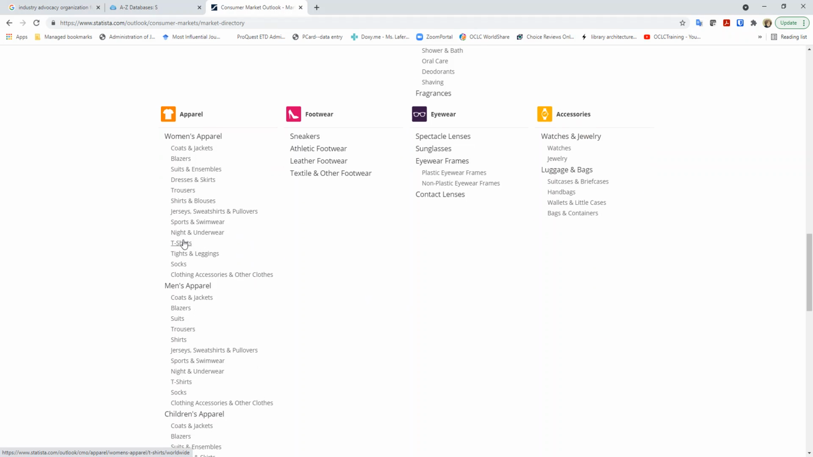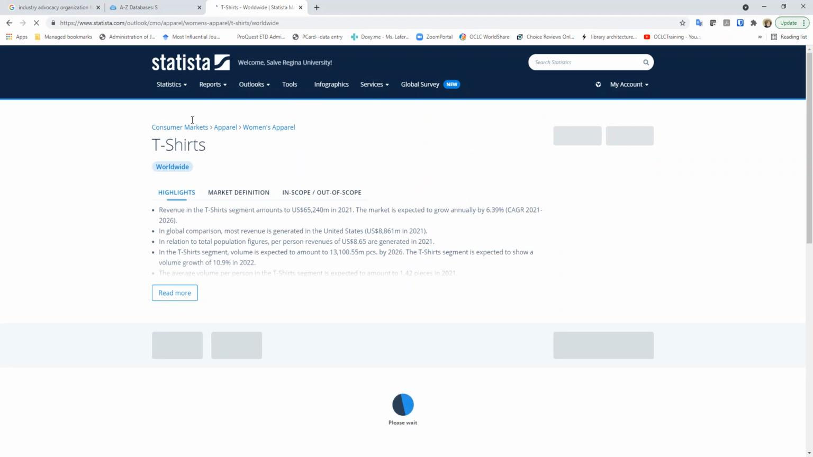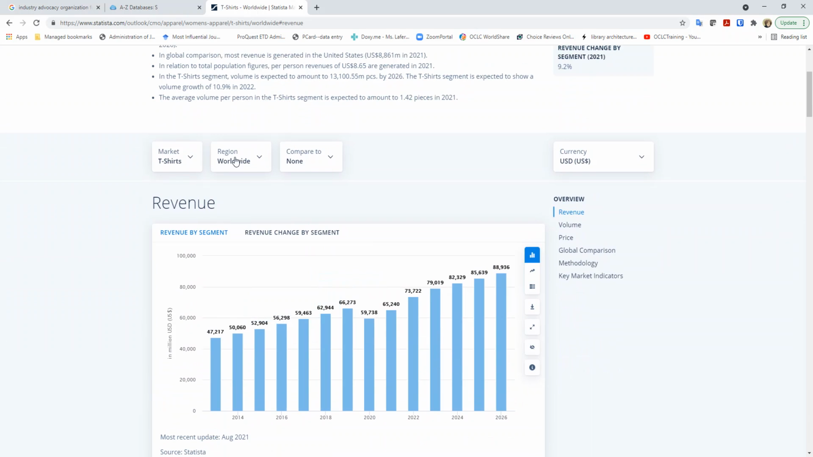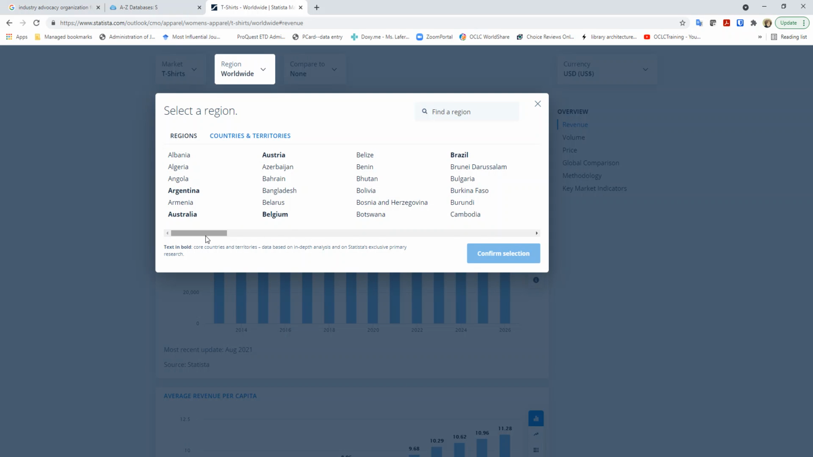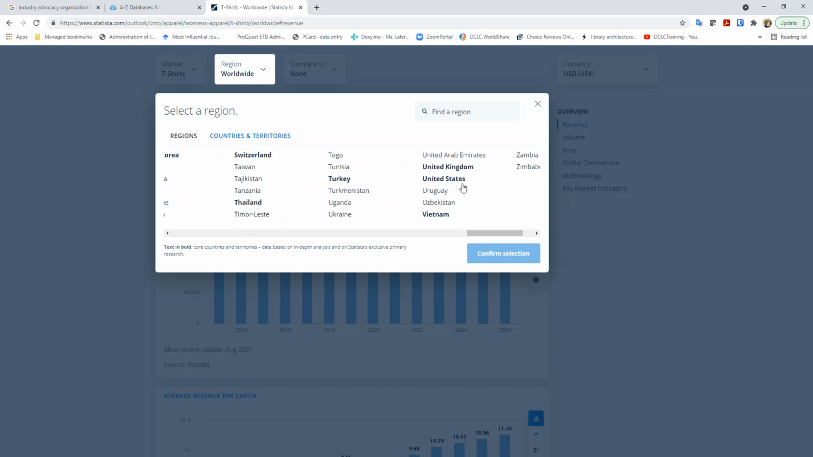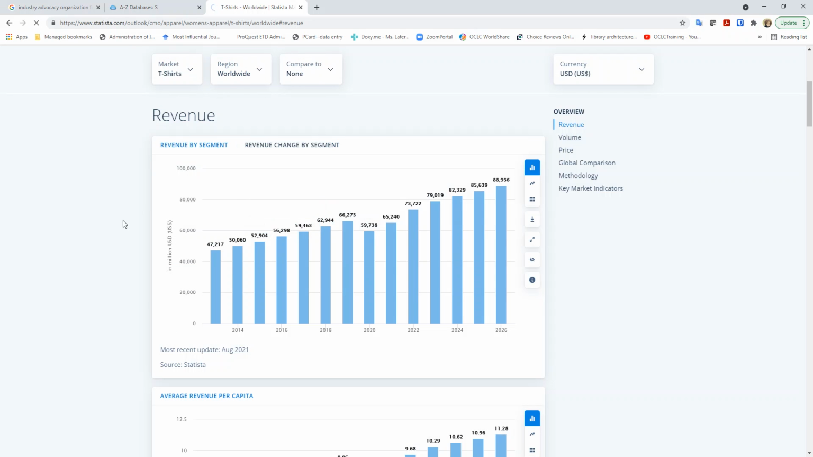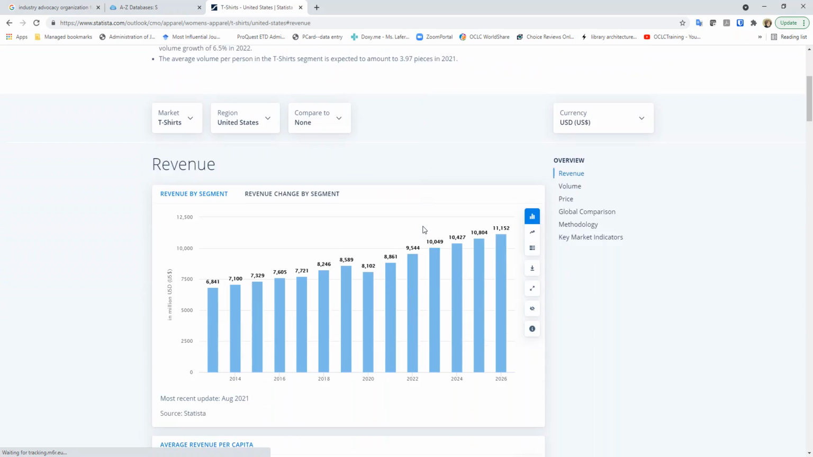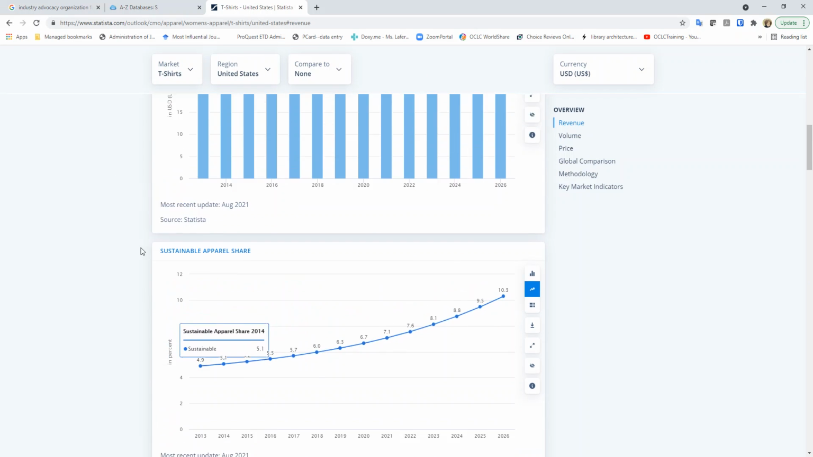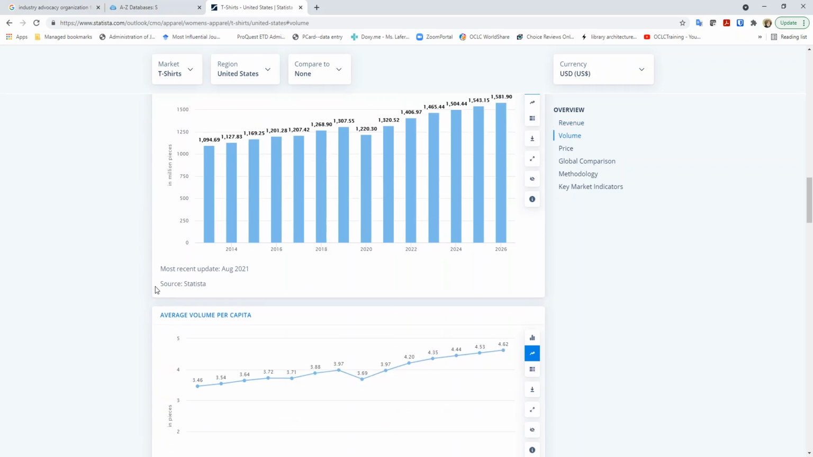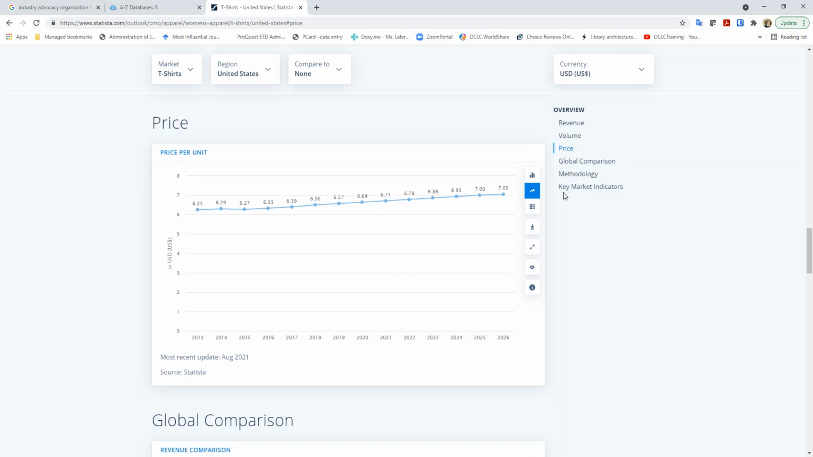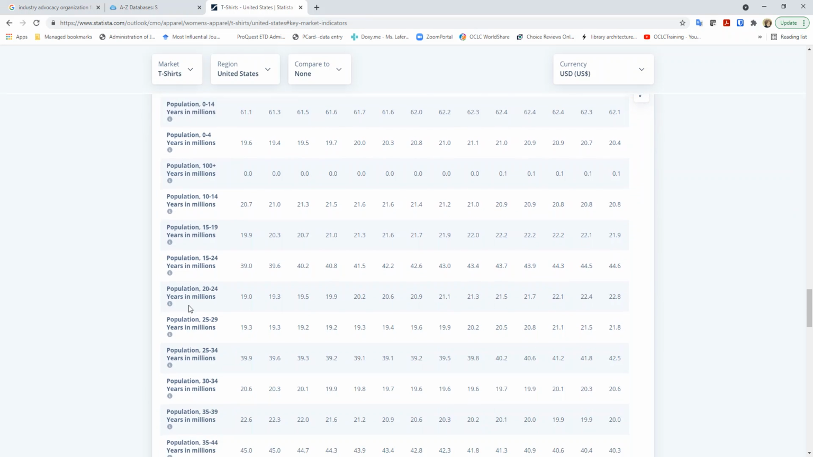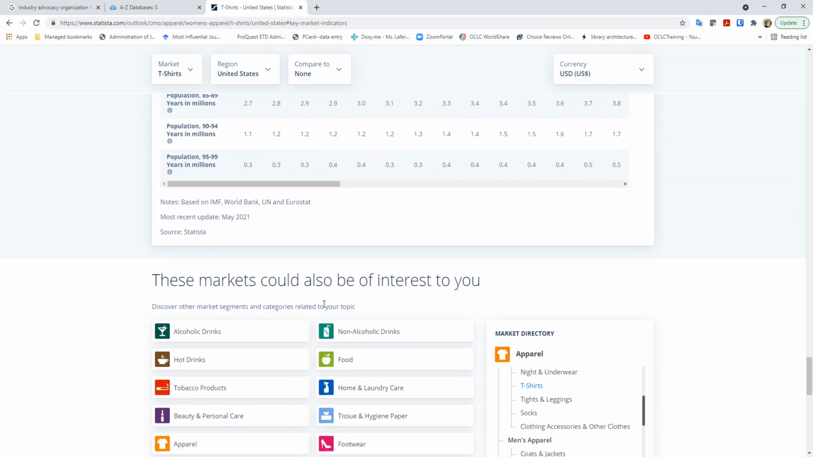So for example, if you were looking at t-shirts and you clicked on this, you would get a consumer market outlook for t-shirts with forecasts, in this case up to 2026. You can also change your region from worldwide and find the United States in here if you were interested in keeping it more specific to the US. And this will give you specific information about t-shirts and the different types of t-shirts. So this is talking about sustainable apparel, and a huge amount of data, including these different market indicators and so forth, which may be very useful to your project.